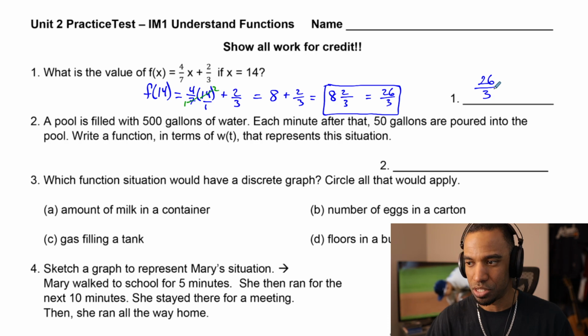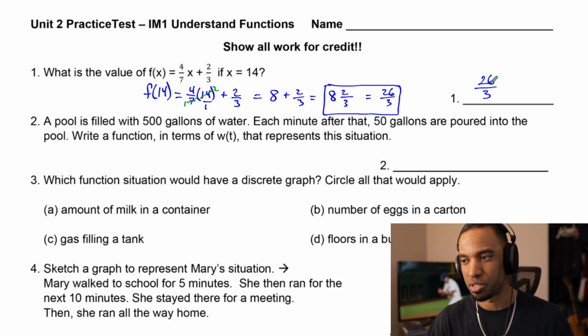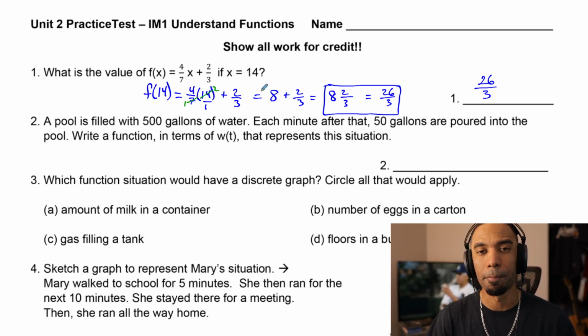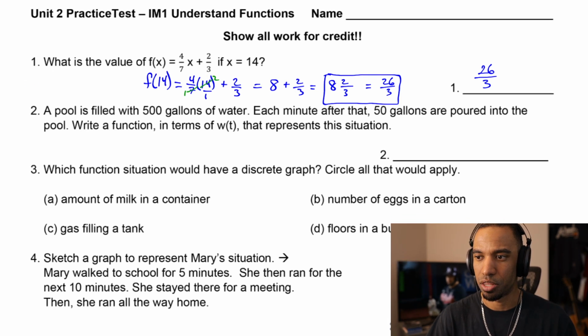In general these days we do a little more improper fraction business. Mixed numbers accepted though. That's fine. As long as you reduce the fraction either way.